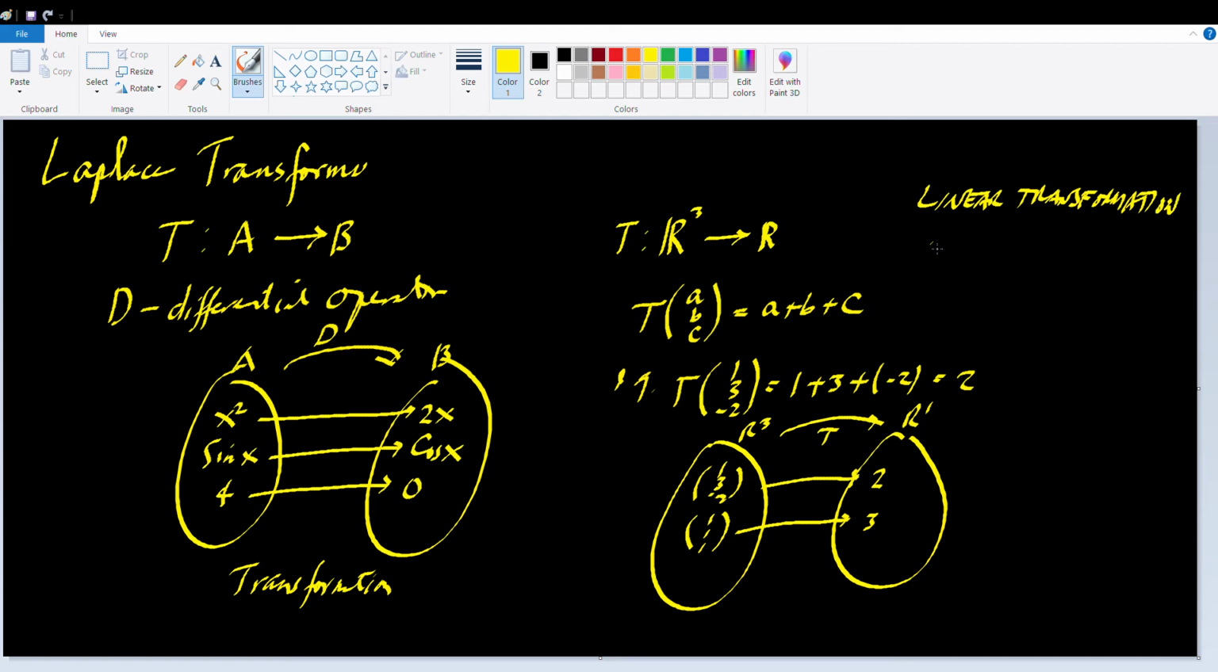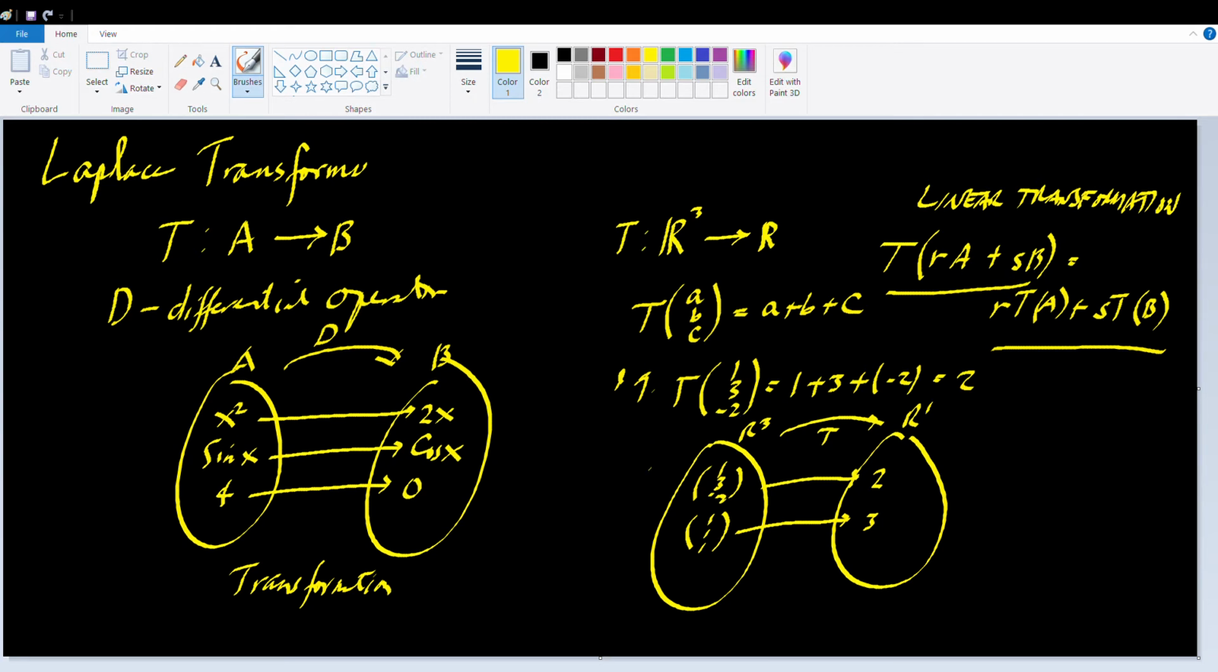T is a linear transformation if the transformation of the sum of multiples, say r a plus s b, is equal to r times the transformation of a plus s times the transformation of b. If this condition is satisfied for any transformation T, then that transformation is called a linear transformation.